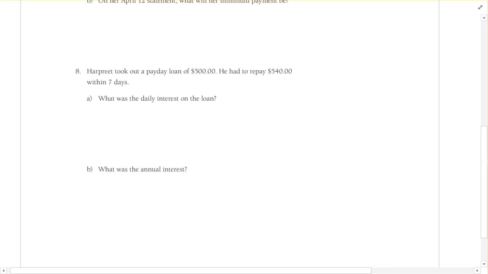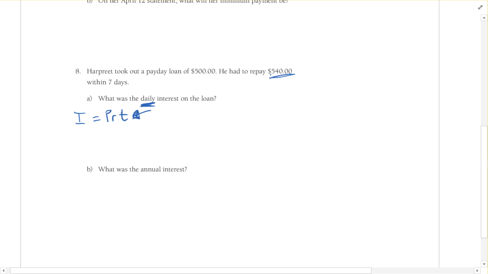Harpreet took a payday loan of $500. He had to repay $540 within 7 days. What was his daily interest rate? So remember, these ones we're also dealing with I is equal to PRT. So you're going to be solving for R. Your time that you put in, since we're looking for the daily interest rate, I'd put my time in as days. You don't have to change that into years. And then just solve for R.